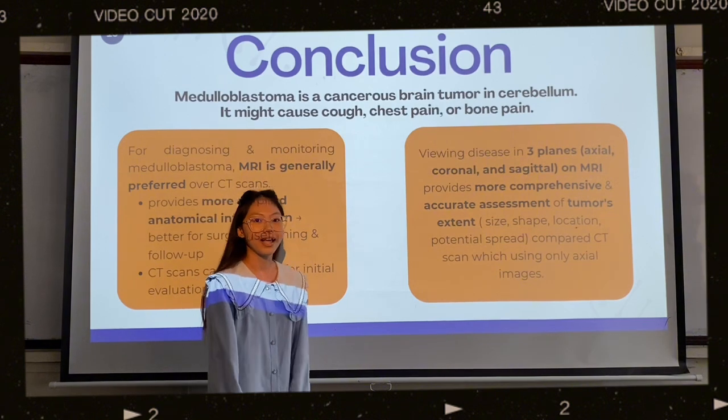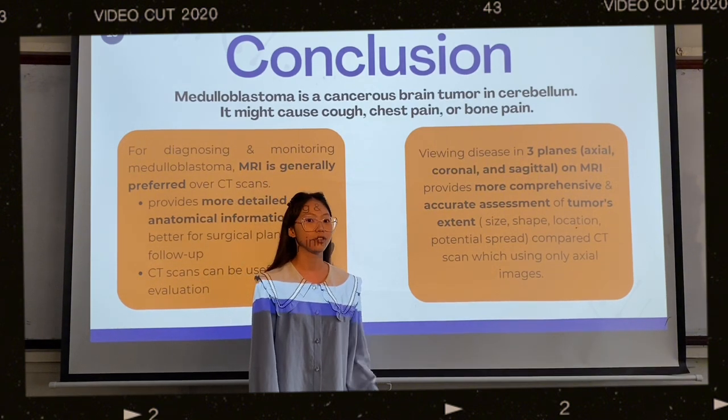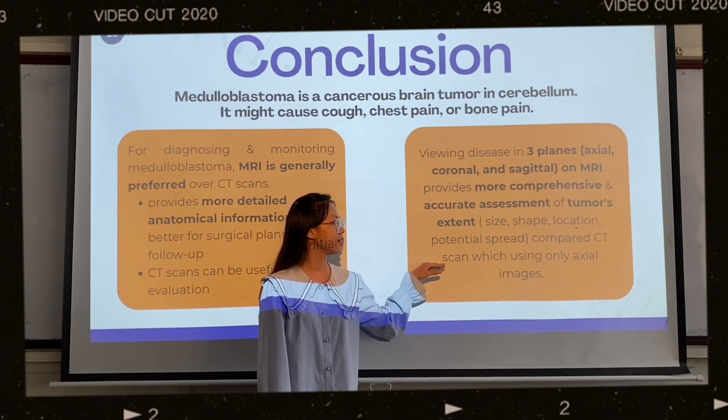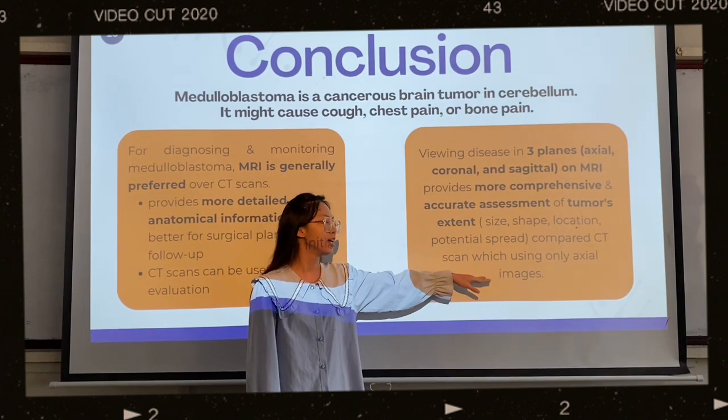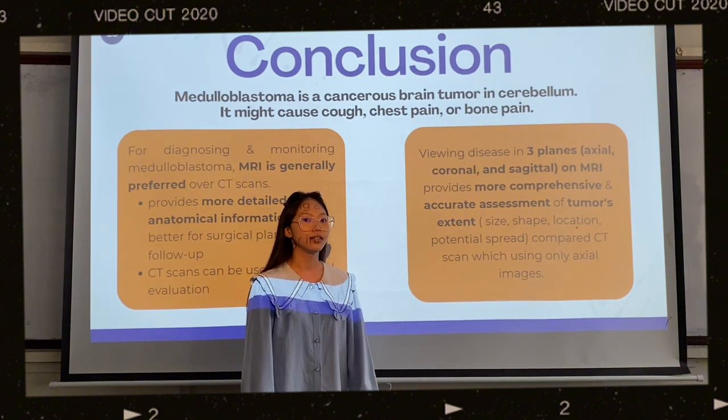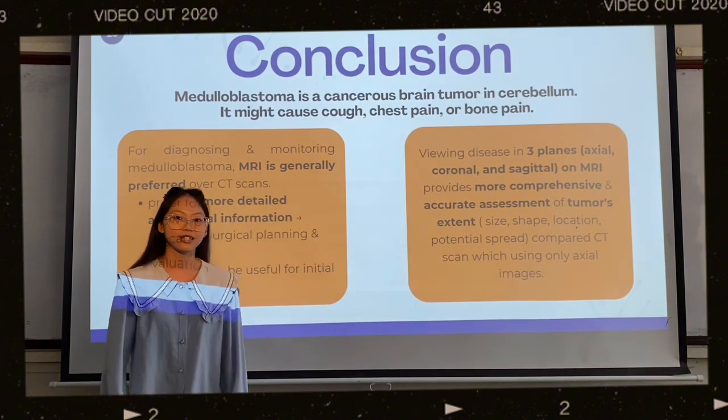Other than that, MRI also can produce images in 3 planes directly right after the scan. Compared to CT scan, it can only produce axial images, and it needs to reconstruct the image in other planes after the scan. And that's all from our presentation.